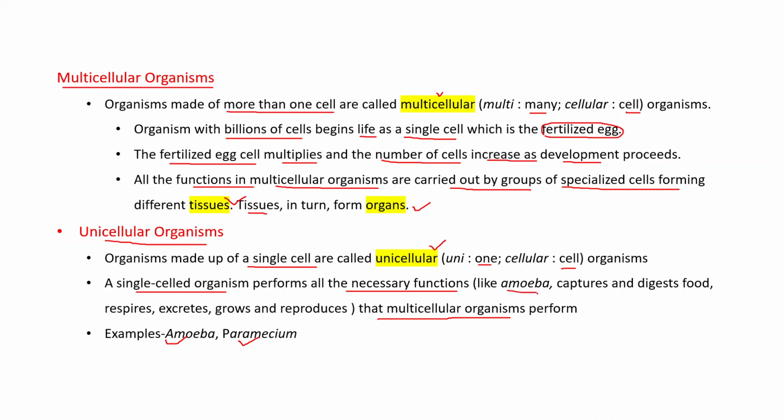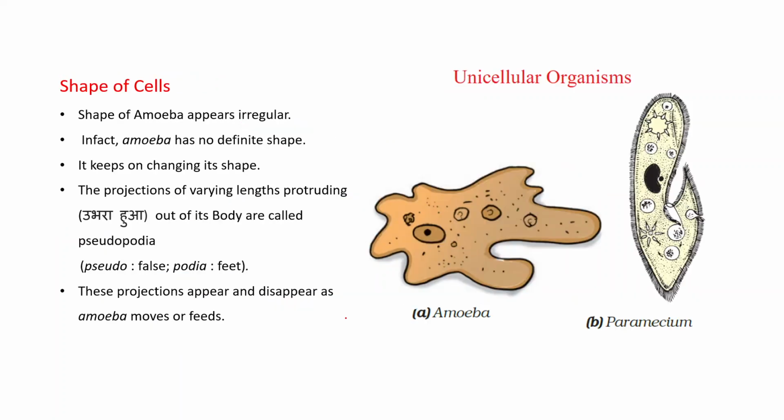Amoeba performs all its activities, like it captures and digests food, respires, excretes, grows and reproduces with the help of this single cell. You can say these are the diagrams. This is an amoeba and this is a paramecium. And examples of multicellular organisms are cattle and human beings.